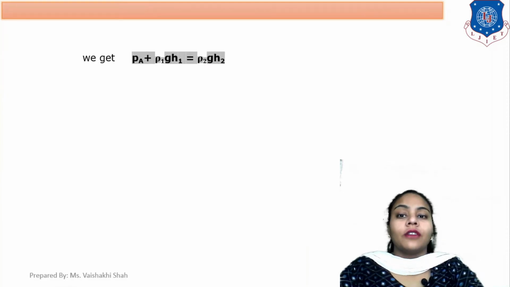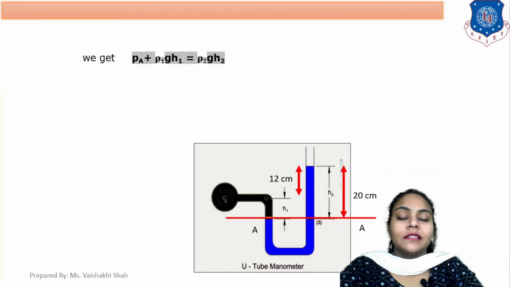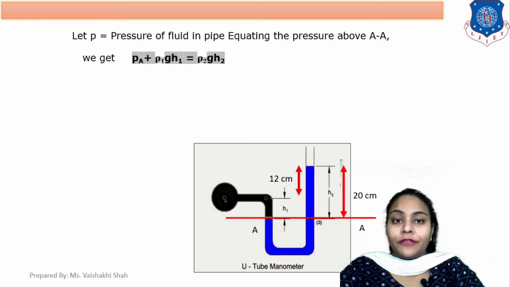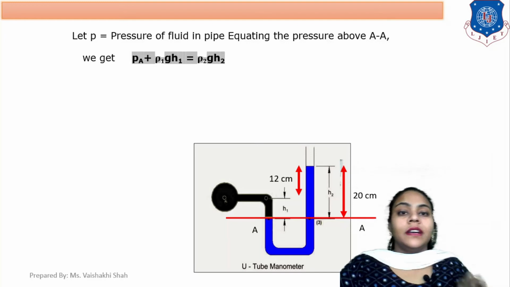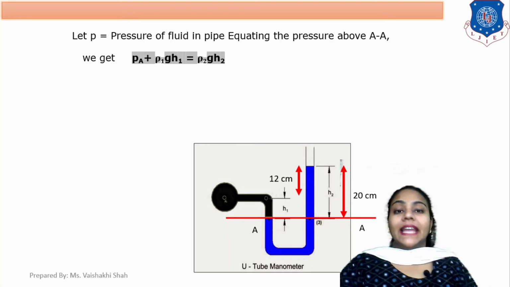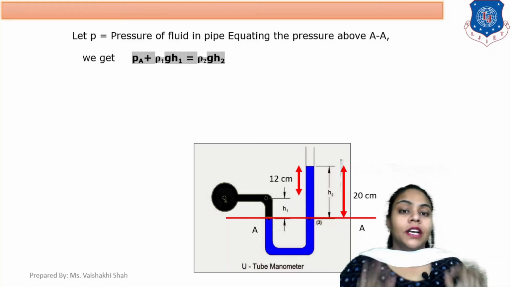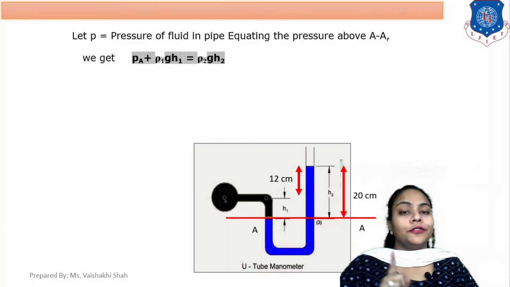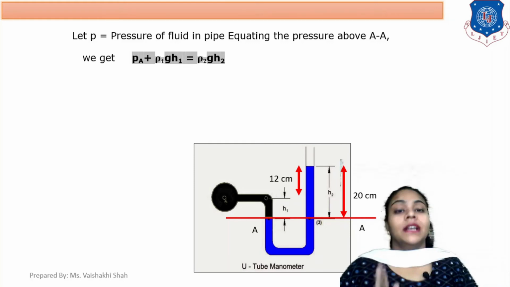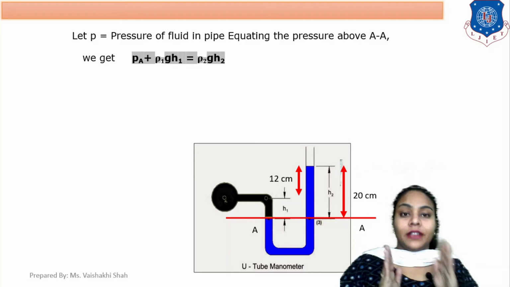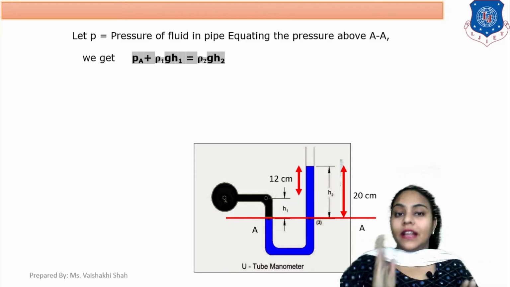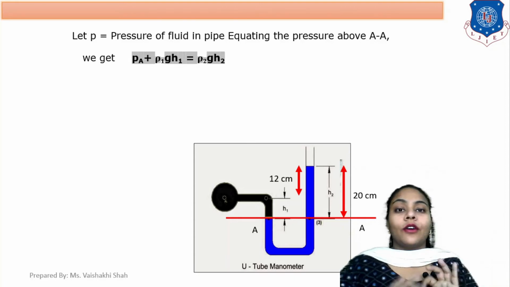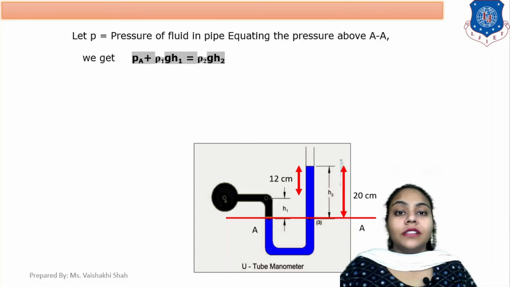Okay, so now solving this example, here is your diagram. Pressure on the left side equals pressure on the right side. Be clear that in any example of a manometer, the common procedure to solve is: first you take the pressure on the left side limb, second you take the pressure on the right side limb, and then left side pressure equals right side pressure; equate both pressures. This is the common method for solving examples of manometer.